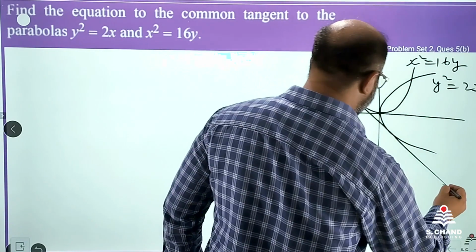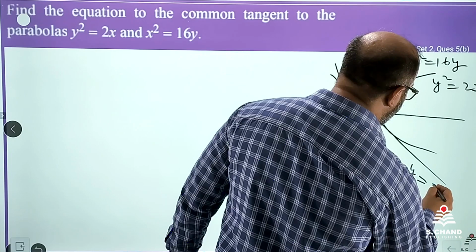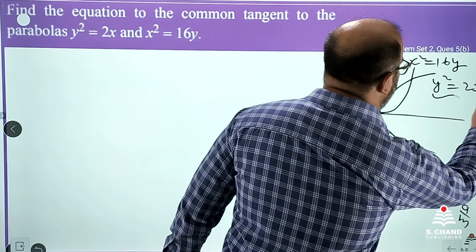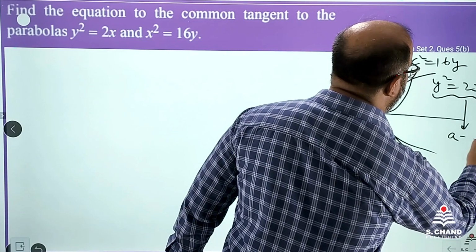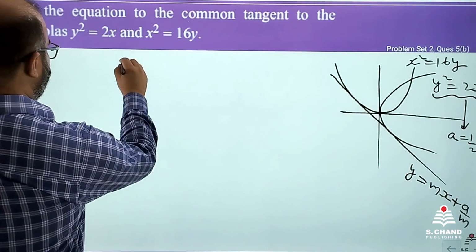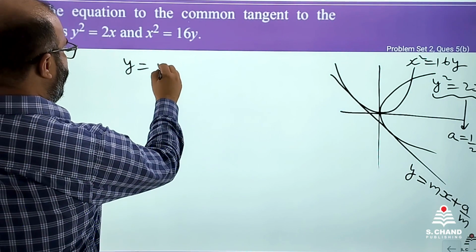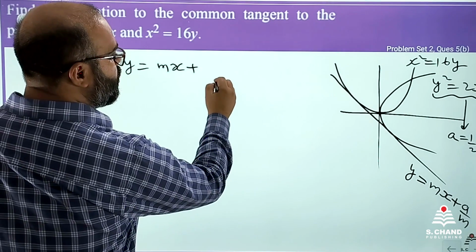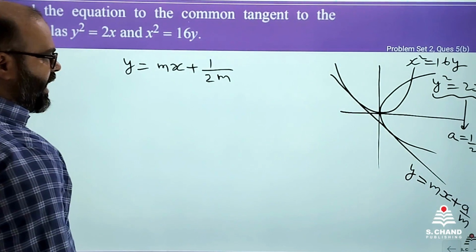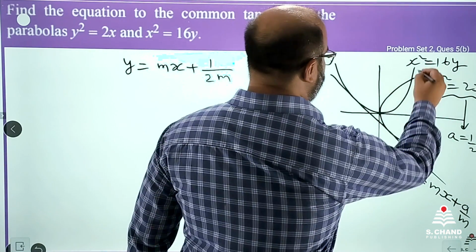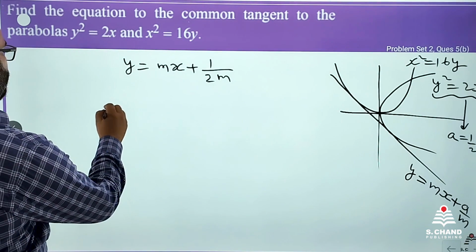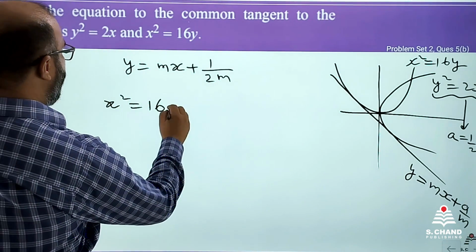Now if its slope is m, this is y = mx + a/m. What is a? From the right opening parabola, y² = 4ax, a is equal to half. So we can say that y = mx + 1/(2m) is the equation of the tangent. The same equation is for the tangent of x² = 16y, so it will satisfy it. So x² = 16y.